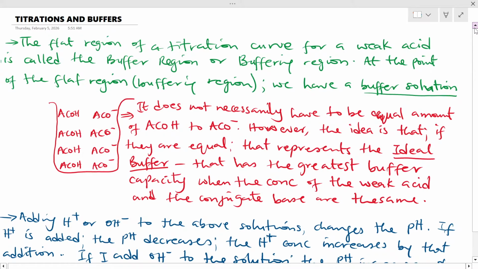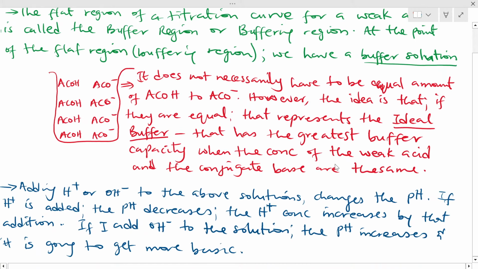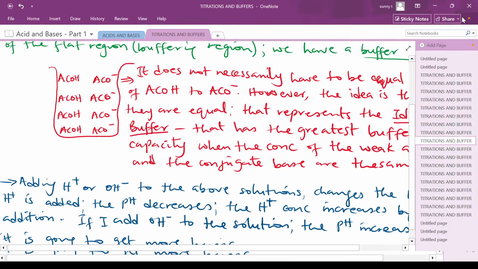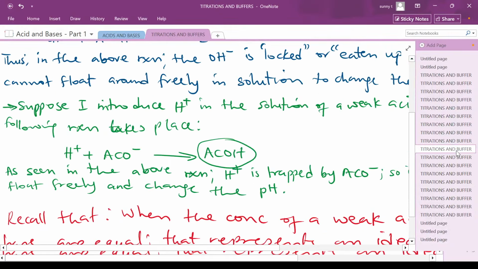So we've established that that flat region is the buffering region, and here we explain that it does not necessarily mean that your acetic acid and your acetate at this point are equal, that it represents an ideal buffer solution that has what? The greatest buffer capacity. So all of the rest of it are stories. I just want to show a very important aspect which tells us how a buffer works.